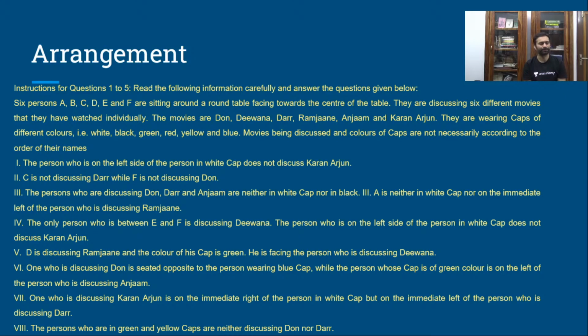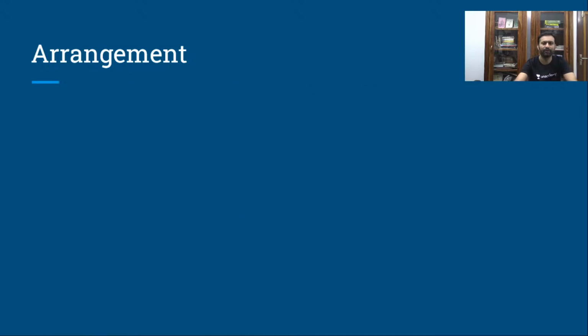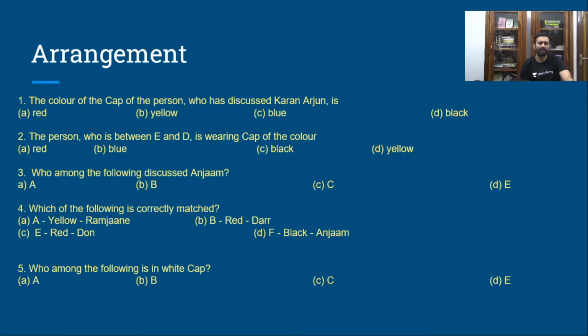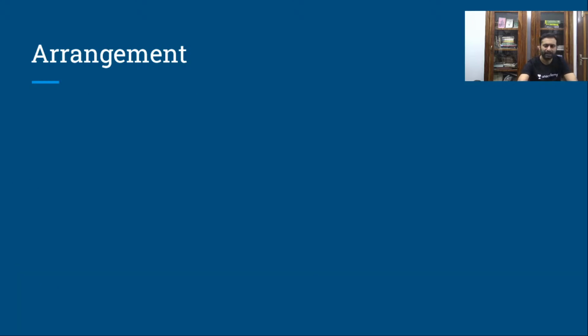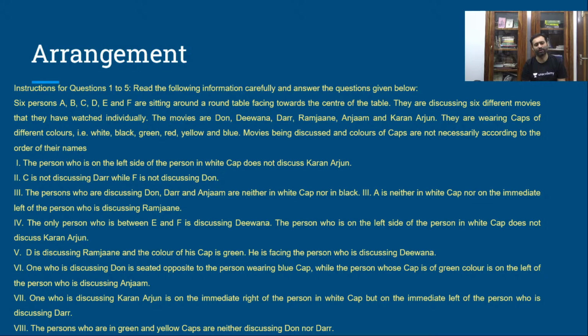Have the question. This is the try to give it. Let's say read this question. Basically, a circle segment. Let me just give one question. You have to solve this: the color of the cap of the person Karan Arjun is. You have to identify first who is the person, and then you have to find the color of the cap. Give it a try to solve.